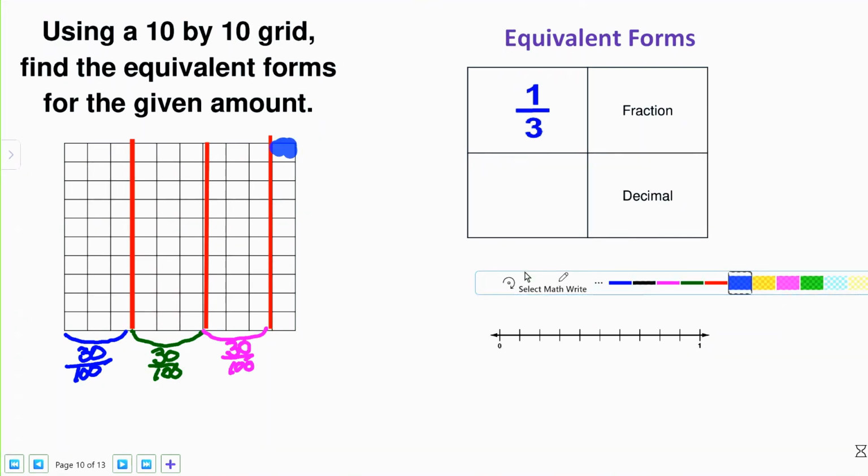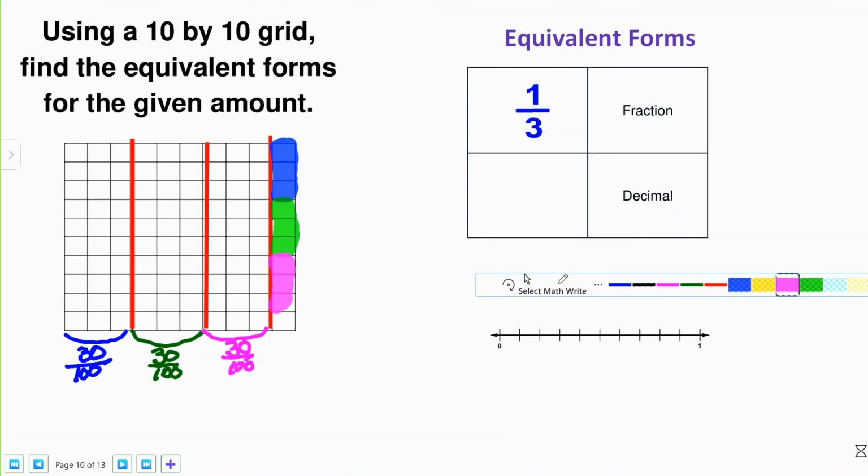So the blue group gets 3 out of the 10 squares remaining. The green group also gets 3 out of 10 squares remaining. And the last group, well, guess what? There happens to be one extra box left over that isn't going to go evenly again. So there's a pattern happening here. So let's do that again.